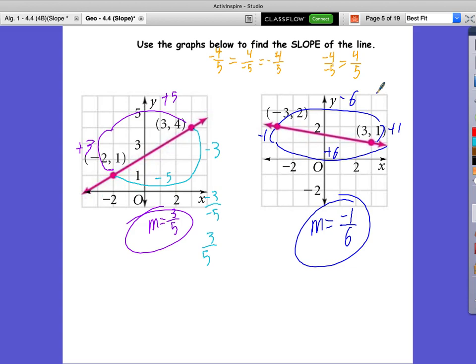Wait, don't we change it to 1 over 6? We can look it up right now for you. It's only if both of them are negative, because a negative divided by a negative is a positive.